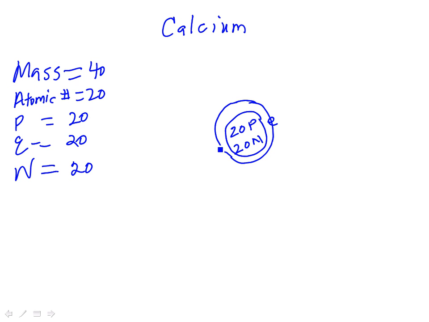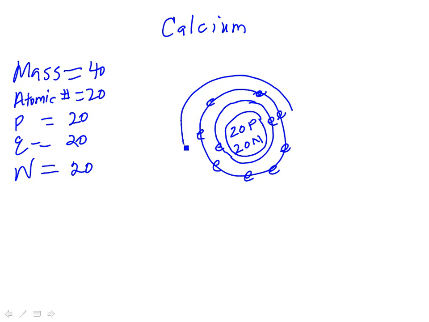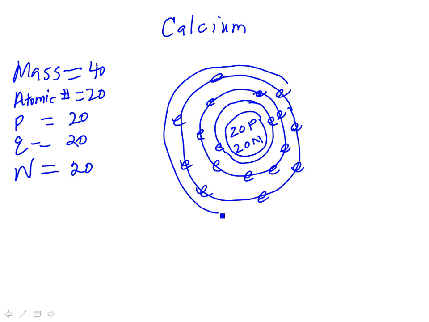So how many? 1, 2 go in the first shell. The second shell has 8. 1, 2, 3, 4, 5, 6, 7, 8. The next shell, so that gives us a total 10 so far. The next shell has how many? 8. 1, 2, 3, 4, 5, 6, 7, 8. So now we're up to 18. That leaves 2 in the outer shell. So that's 1 and 2.